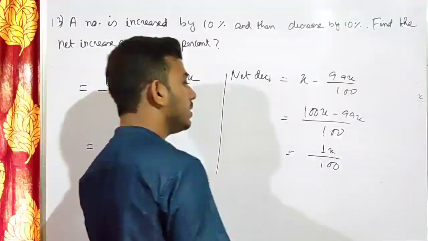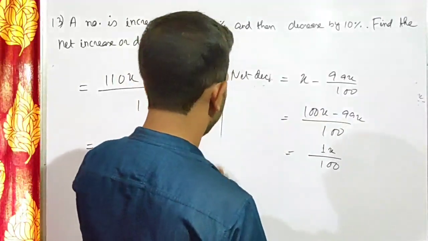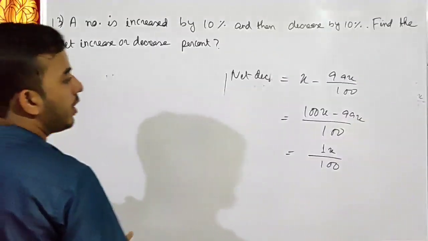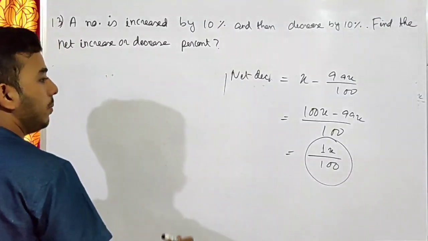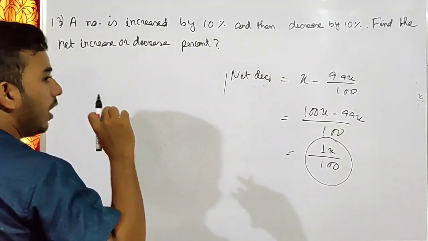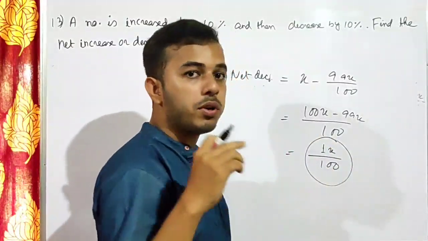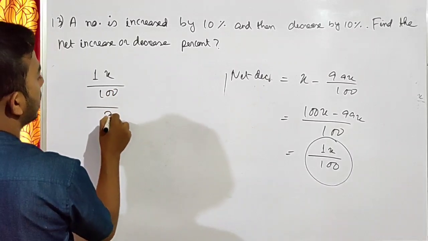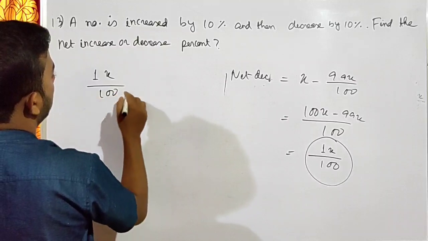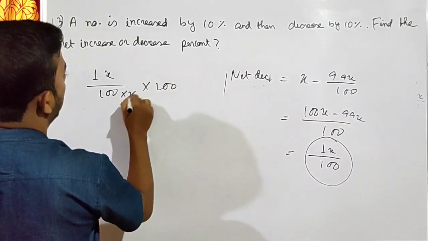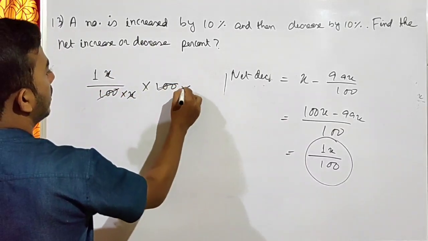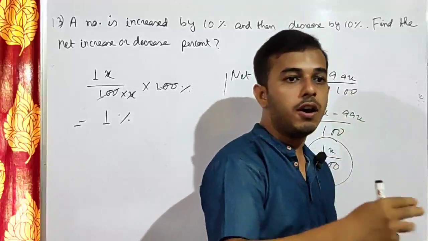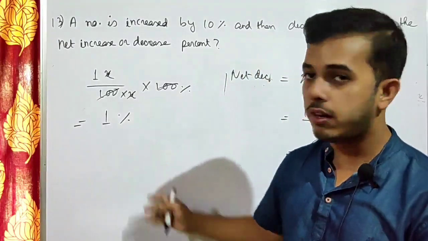Okay, now we have to convert it into percentage, isn't it? How to convert it into a percentage? This is our net decrease number. So percentage is the decreased value by the original number. The decreased value is 1x by 100, so it will be 1x by 100 divided by x, or we can write it like this also, divided by x into 100. Now this x cancels, the 100 cancels, so what is left is 1%. Same, isn't it? Through that process we found 1%, and through this process also we found 1%.